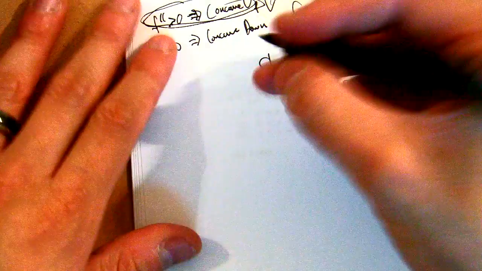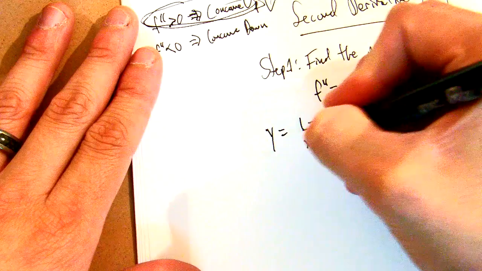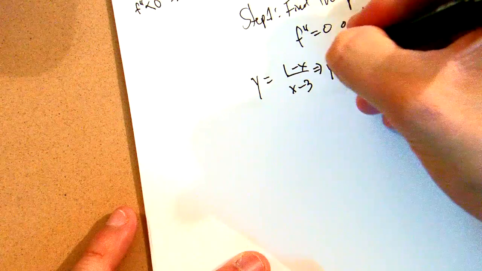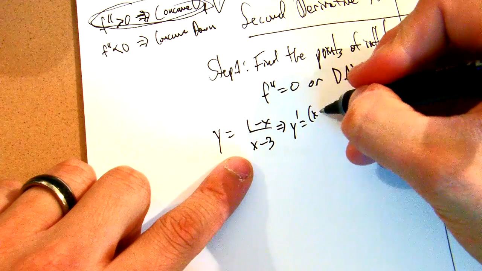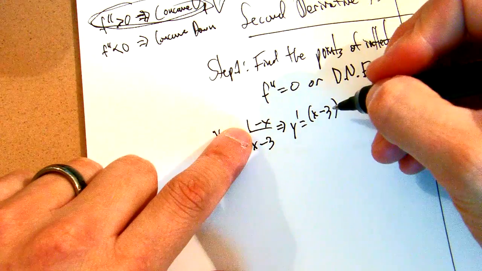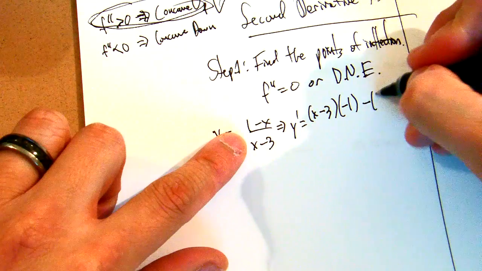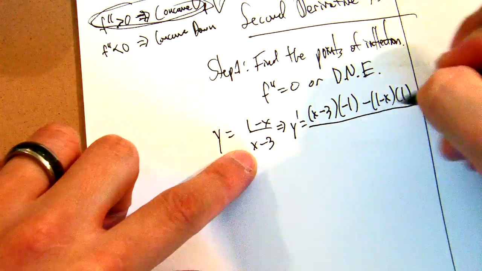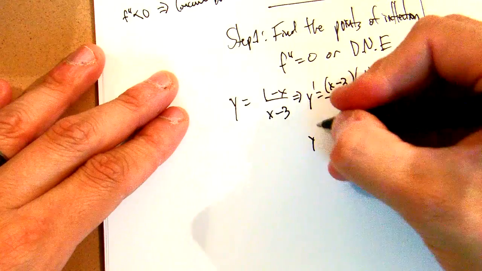So I'm just going to write this. So y equals 1 minus x over x minus 3. So I'm going to first find y prime. So I'm going to use the quotient rule: low d high, the derivative of this is negative 1, minus high d low, this derivative is 1, all over low low.